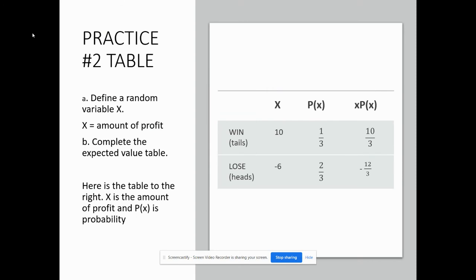Okay. So this is how I filled out my table, okay? So if I win, which means I get a tail, I win $10. And the probability of that occurring is 1 out of 3. If I lose, which means I tossed a head, I lose $6, and the probability of that happening is 2 over 3. So then I just right here multiplied x times p of x, and I get 10 over 3 for this one, and then 12 over 3 for this one.